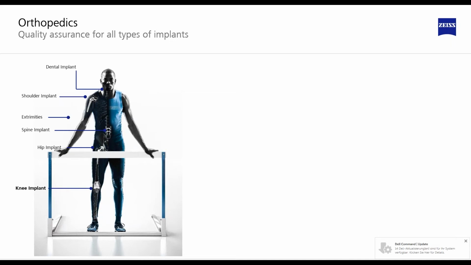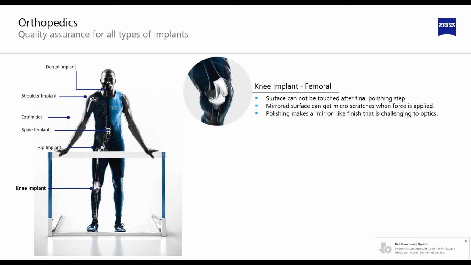An artificial knee joint consists of a multitude of components which are subject to strict quality requirements regarding dimensions and surface quality. The question now is, what are the challenges? The surface must not be touched after the final machining process. Why? This is a highly polished and mirroring surface that can get micro scratches through the tactile means contact measurement.